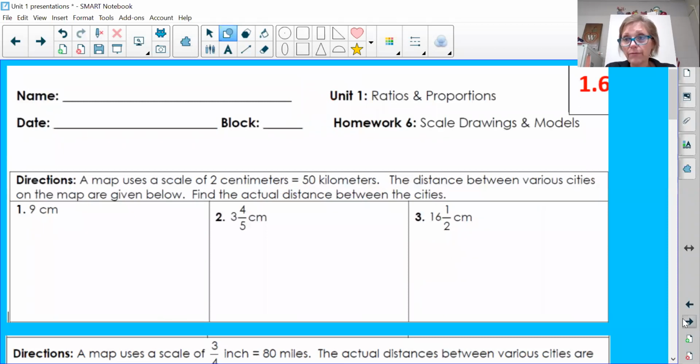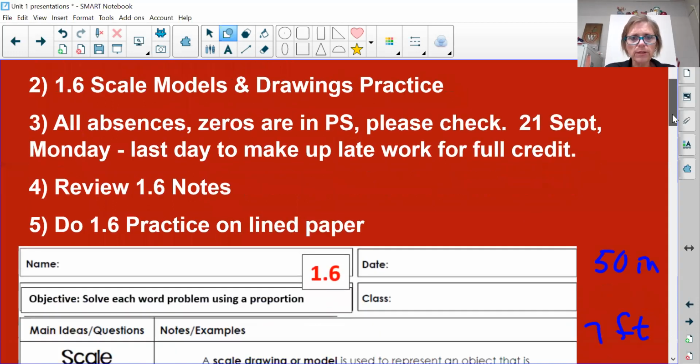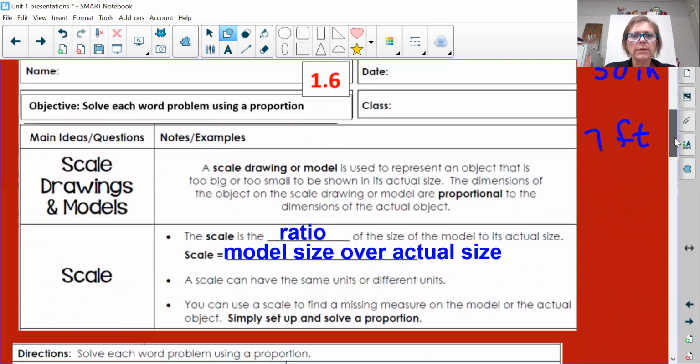Do you see the blue background? Those are the problems that you have due today. The rust red background, these are not what you do. This is how you're learning. Okay, so look at this. This is 1.6 scale drawings.